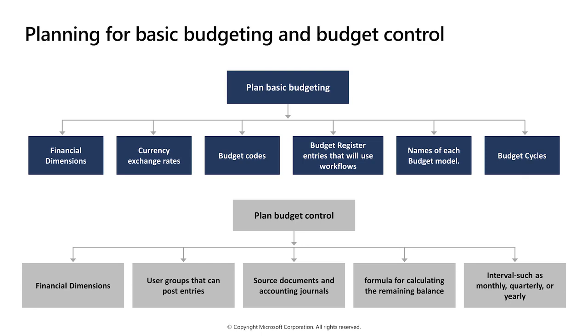Decide which budget register entry will use workflow. We can assign workflow to a budget code. The budget register entries that are associated with a budget code that has an assigned workflow are automatically submitted to workflow for approval. Provide the name of each budget model.